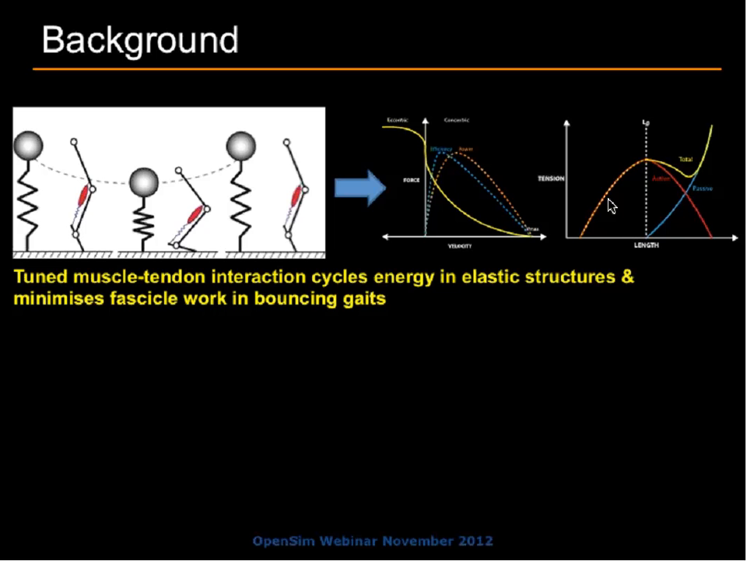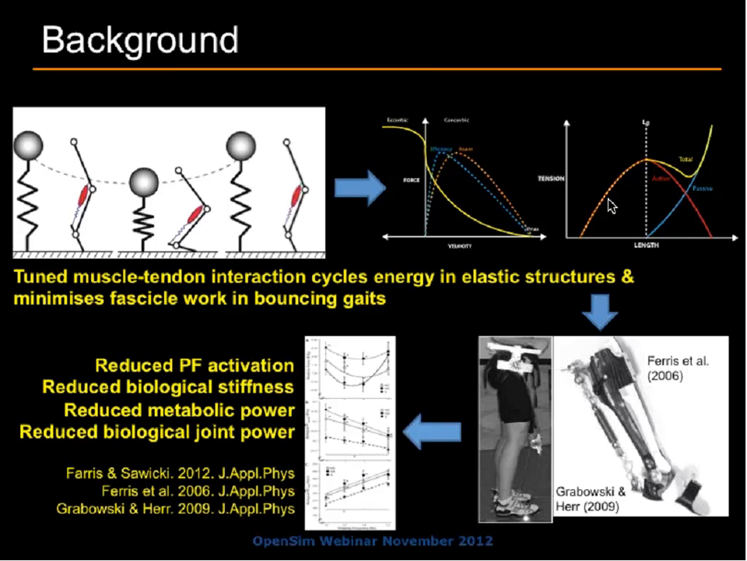And as Greg said, people have taken inspiration from these elastic mechanisms to design exoskeletons. And we've seen some beneficial effects of those exoskeletons in terms of things like reduced plantarflexor activation with ankle exoskeletons, reduced contributions of biological tissues to stiffness of the limb, reduced metabolic power, which is our key goal, and reduced joint power contributions from muscles.